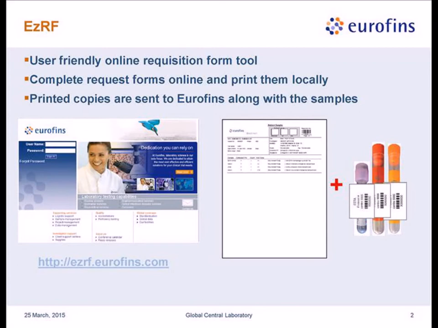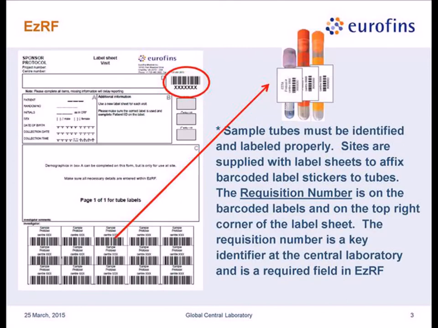Again, it's a very user-friendly online requisition form tool using which the users can complete the requisition forms and shipment lists online. They don't have to complete the paper-based requisition form. They don't have to use a pen and complete the paper-based requisition forms manually. They can just go online, complete the requisition form online, send the online requisition form, and use the copy of the EzRF form to send along with their samples. This slide also has a link to EzRF. This link will take you to our main page.